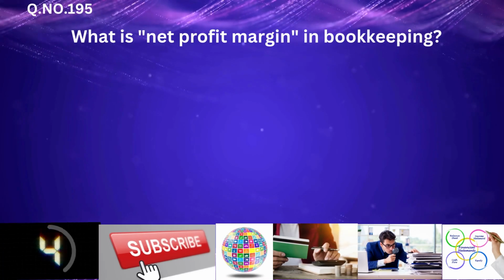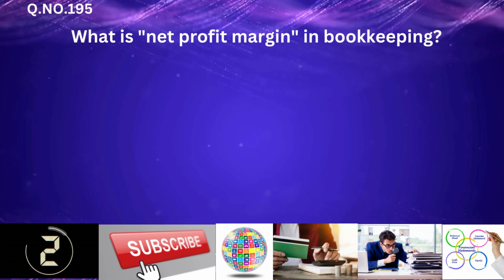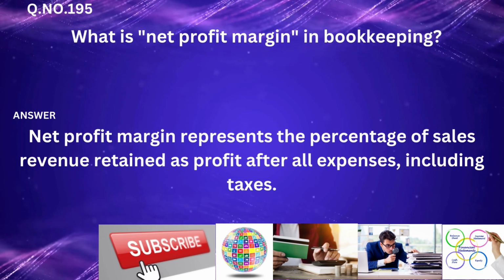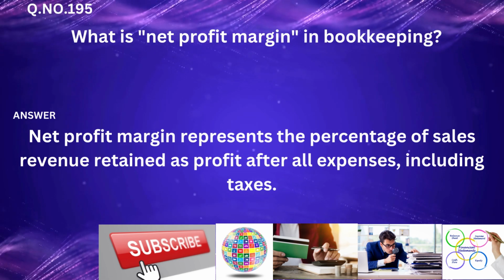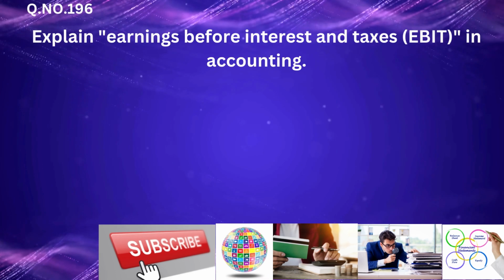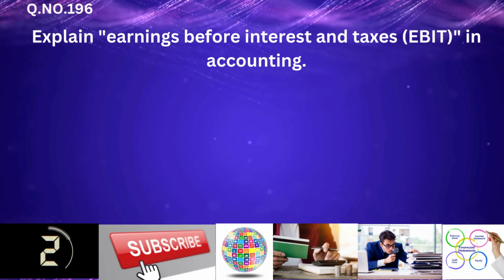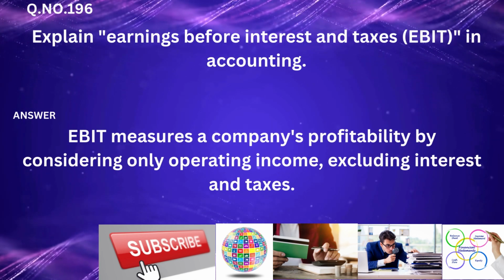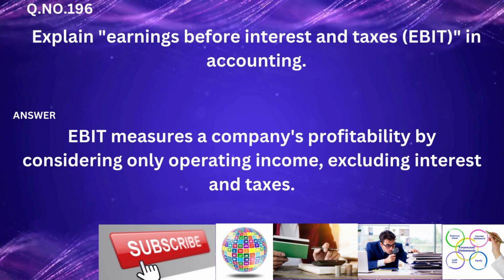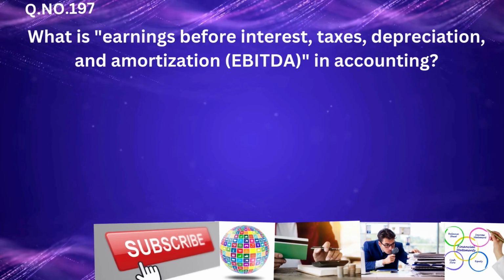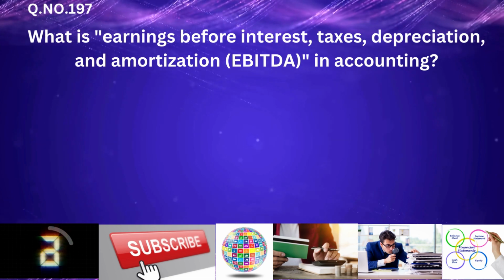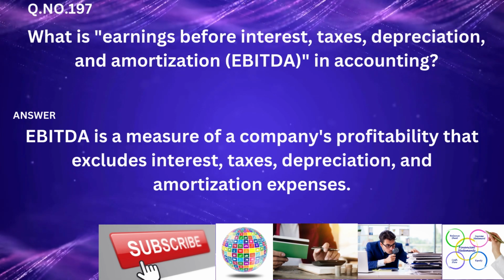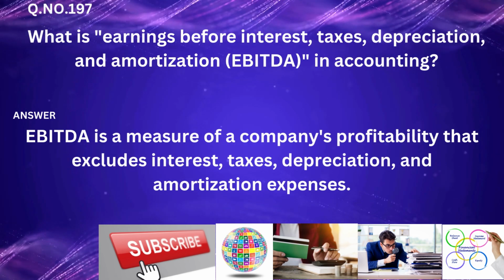Question 196. Explain earnings before interest and taxes (EBIT) in accounting. Answer: EBIT measures a company's profitability by considering only operating income, excluding interest and taxes. Question 197. What is earnings before interest, taxes, depreciation, and amortization (EBITDA) in accounting? Answer: EBITDA is a measure of a company's profitability that excludes interest, taxes, depreciation, and amortization expenses.